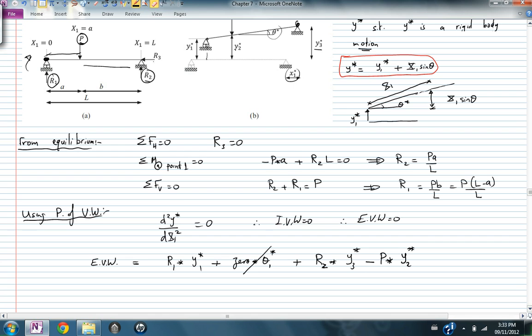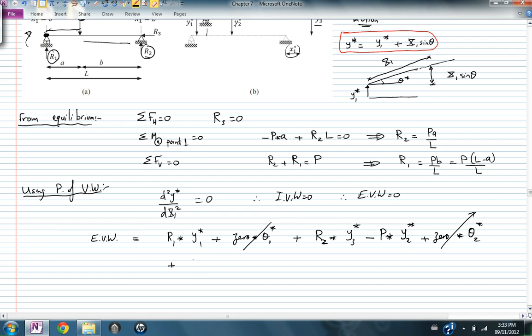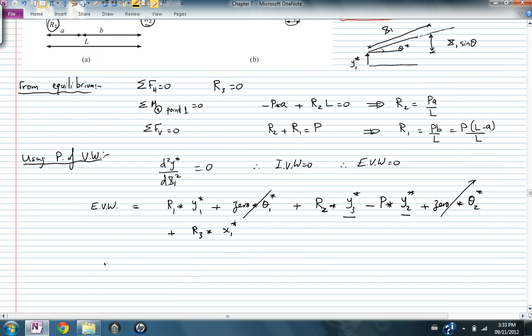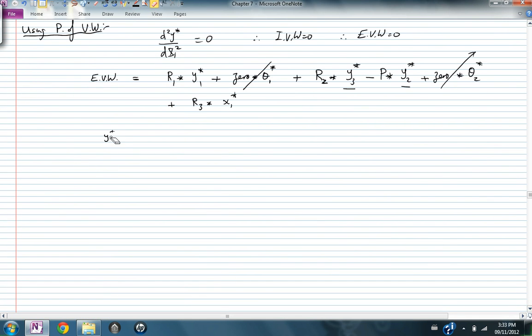What other forces do I have? An end moment is 0, so 0 multiplied by theta 2 star. I have another force, which is R3, multiplied by the horizontal displacement of the beam, which is x1 star. Now I have an equation for y star, so I can find y star 3 and y star 2. Let's just draw the beam again to find y star 2 and y star 3.